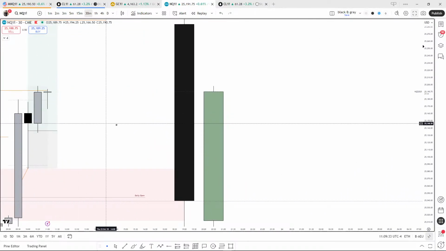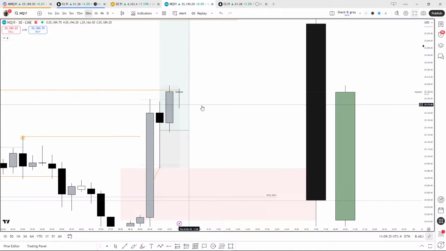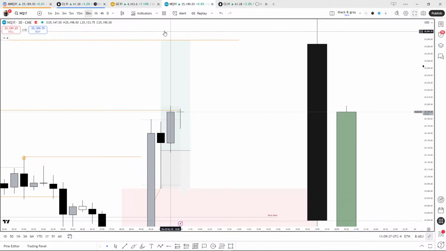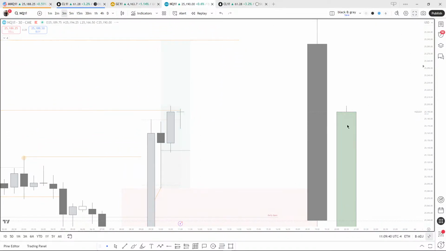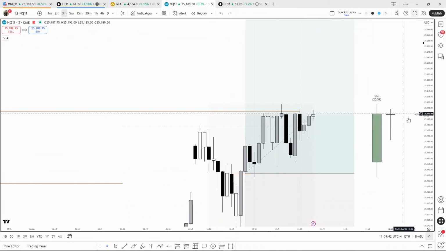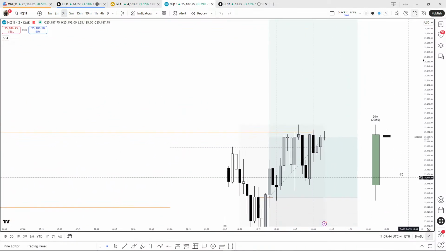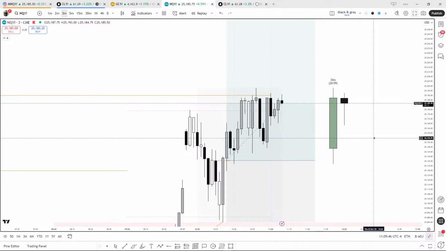We got a C2, not a C2. This is a C3 to the upside. So now we can anticipate the C4 to be an expansion candle. But look at the lower time frame PA. It's just a mess. So yeah, that's really it.